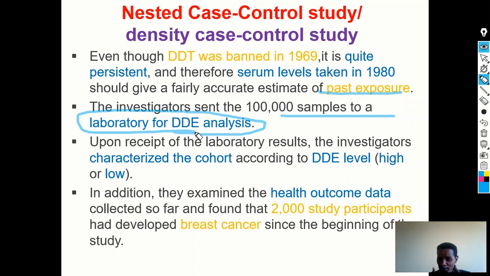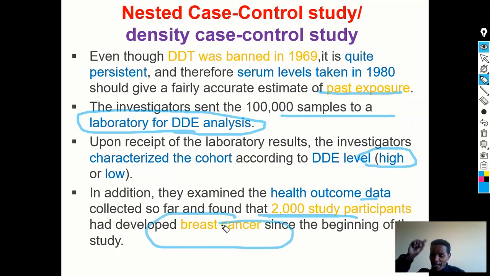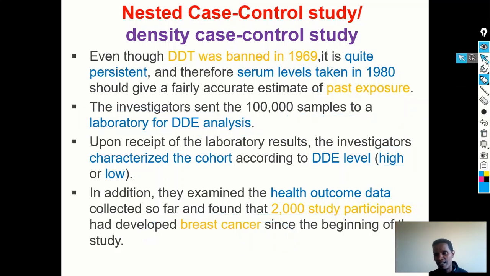So upon receipt of the laboratory results, the investigators characterized the cohort according to DDE level as high and low. In addition, they examined the health outcome data collected so far, and around 2,000 study participants were found to have developed breast cancer. So out of 100,000 individuals, 2,000 of them developed breast cancer during the 35 years of follow-up. So the remaining 98,000 are free from breast cancer. Okay, now the laboratory result is done for all the controls and for the cases.